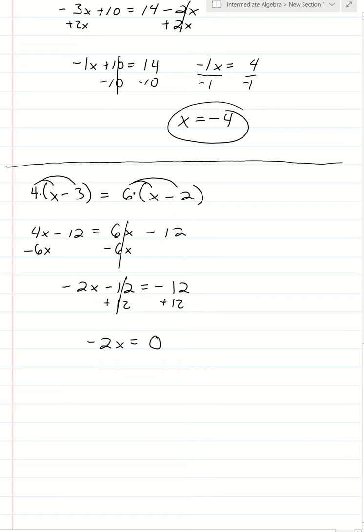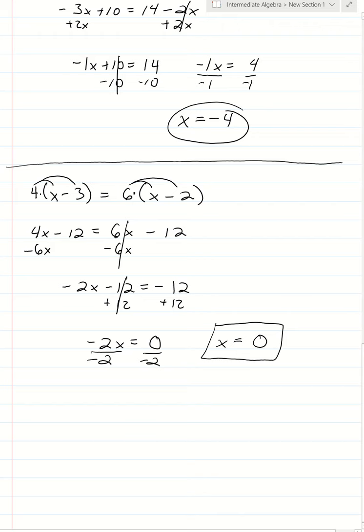And so now we're up to step 4. We want to eliminate the negative 2. That's the coefficient. So I divide both sides by negative 2. And when we do that, we're left with x equaling 0. 0 divided by any number will always simplify to 0. And that is your solution.